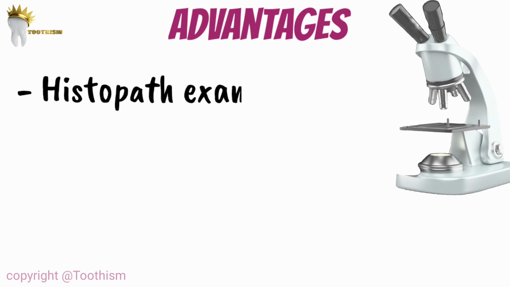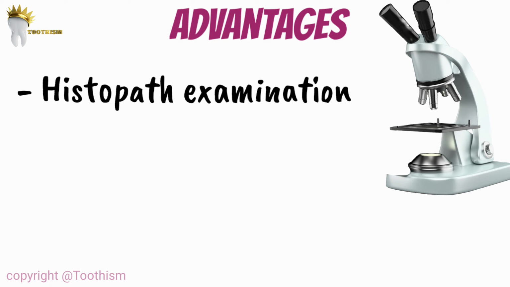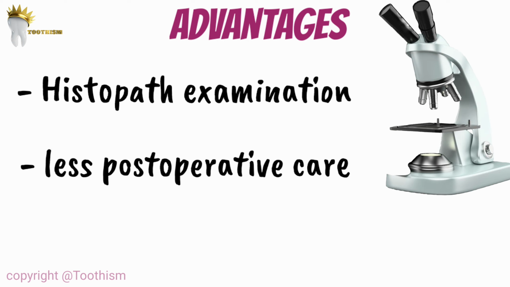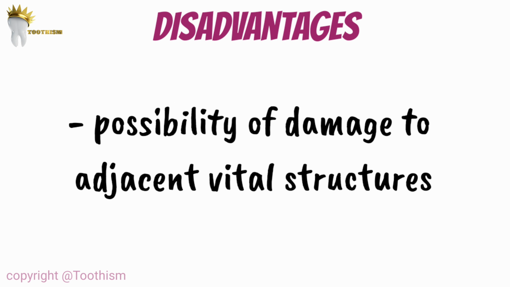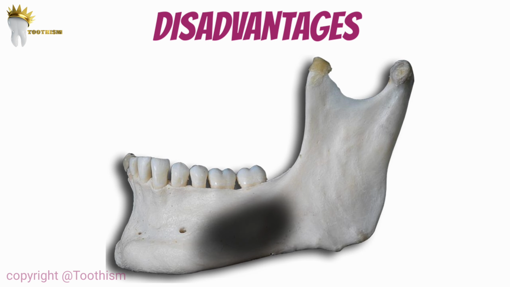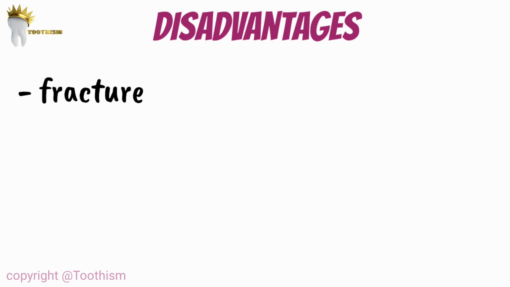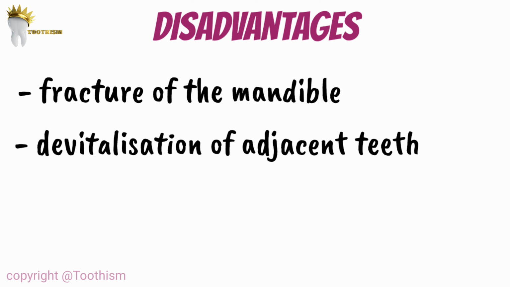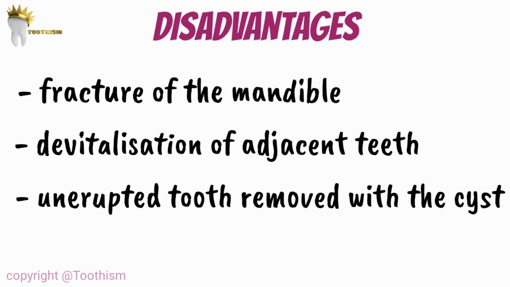The main advantage of enucleation is that the entire cyst specimen can be sent for histopathologic examination, and since the cavity is not left open like we do in marsupialization, the patient doesn't have to care for a cavity with constant irrigations, so postoperative care is reduced. Disadvantages are adjacent vital structures could be damaged. Enucleation of a large cyst can weaken the mandible, so fracture of the jaw could occur. Devitalization of teeth could result, and if it's a dentigerous cyst, the unerupted tooth could be removed with the lesion.